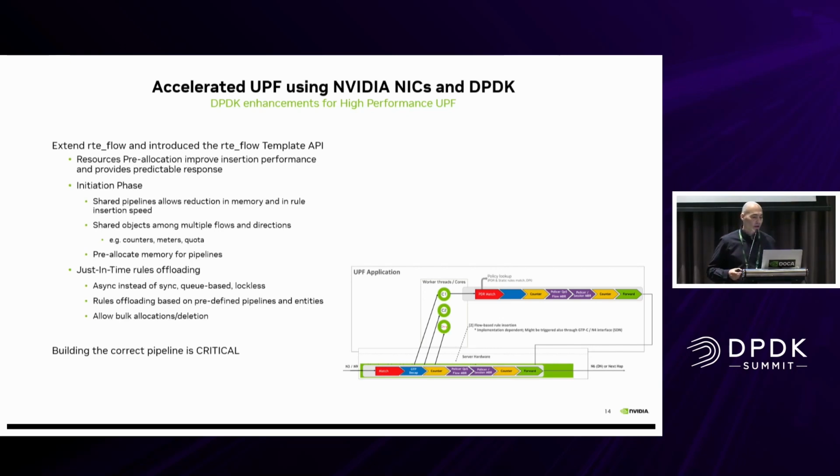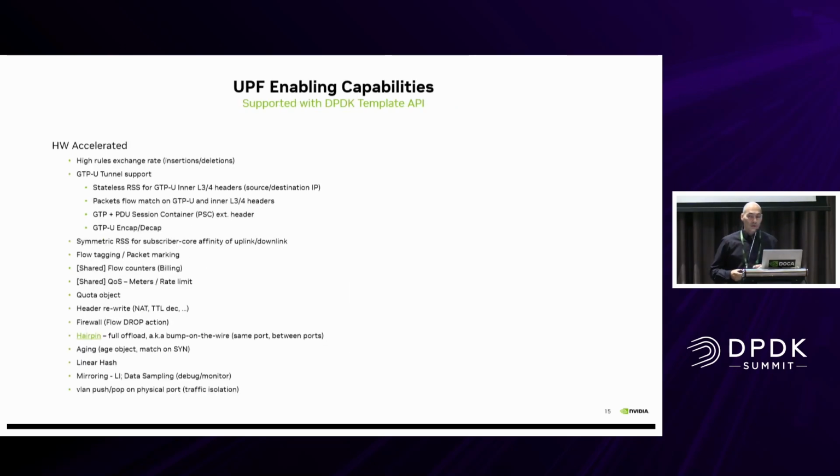Important to say, it's critical to build the correct pipeline. As said beforehand, it's related to the memory management and how the NICs work. So if you build the same pipeline in different ways, it might consume more memory and more time on switching of the rules in and out. So here's a list of high-level changes that we have made in DPDK, some of which were relevant for template API and some were present even beforehand, but still needed to be re-implemented.